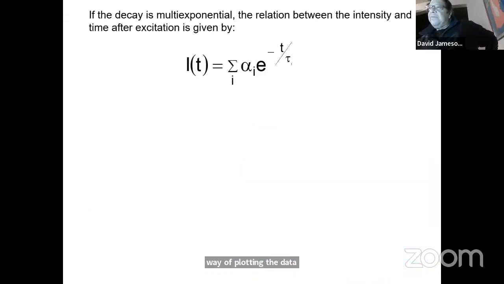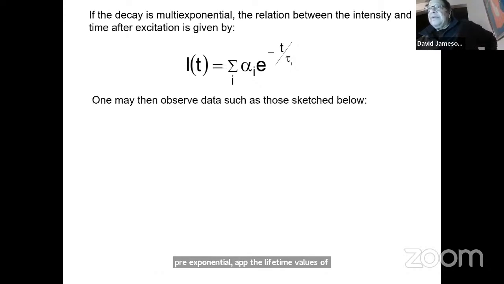If you have more than one component, then you have a more complicated equation, which takes into account the pre-exponential factors and the lifetime values of the different components.